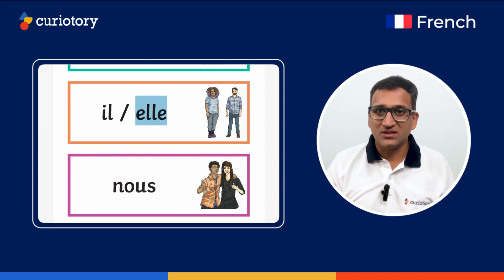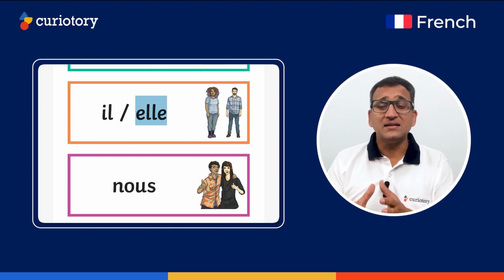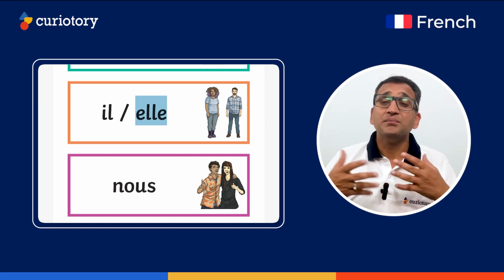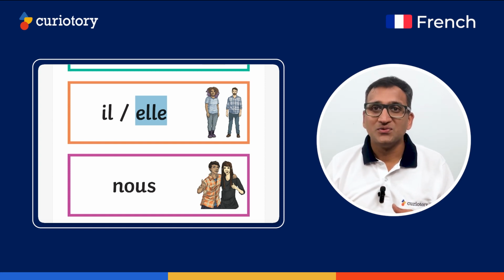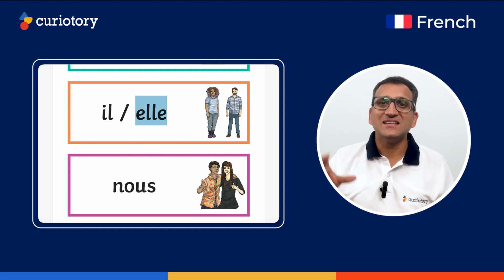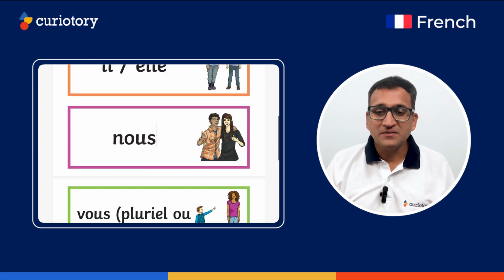Can you repeat? Je. Yes, good. Je, tu, not tu, tu, right? And then il and elle. So these are the singular subject pronouns. Now come to the plural version. Plural means, what is the plural of I in French is nous. Means je will change to nous, which is we. Okay, so it means we, nous. What is the pronunciation? Nous.